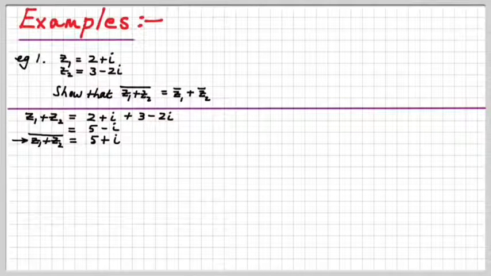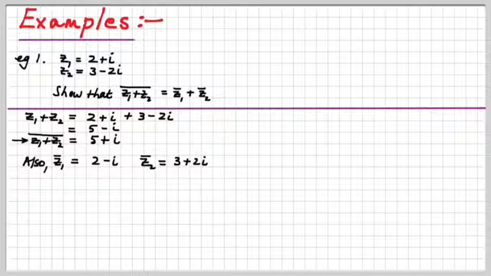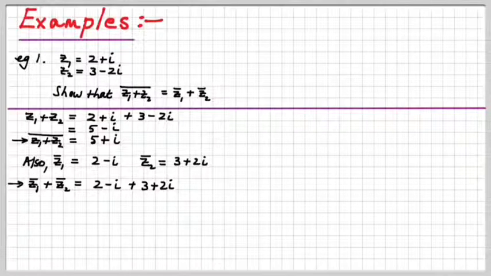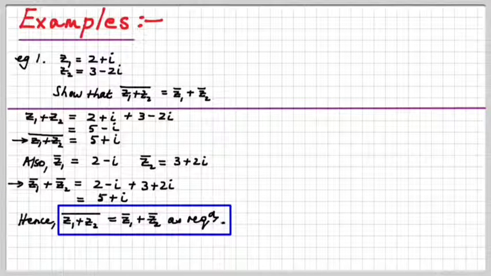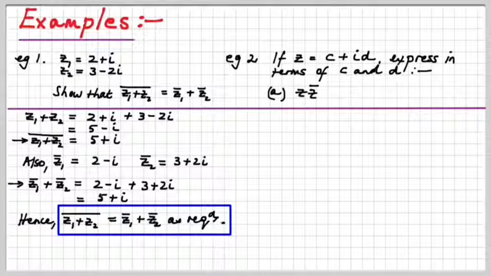Let's have a look at the right-hand side now. We know that Z1 bar, if you look at it, here's Z1, would be 2 minus i, and Z2 bar would be 3 plus 2i. Now, we're going to add them up and see what we get. We just get 5 plus i, so we know that this is the left-hand side, this is the right-hand side, and therefore we've proved that the left-hand side equals the right-hand side, and we're laughing, guys. Yeah, it's pretty good, isn't it? It's marvellous.